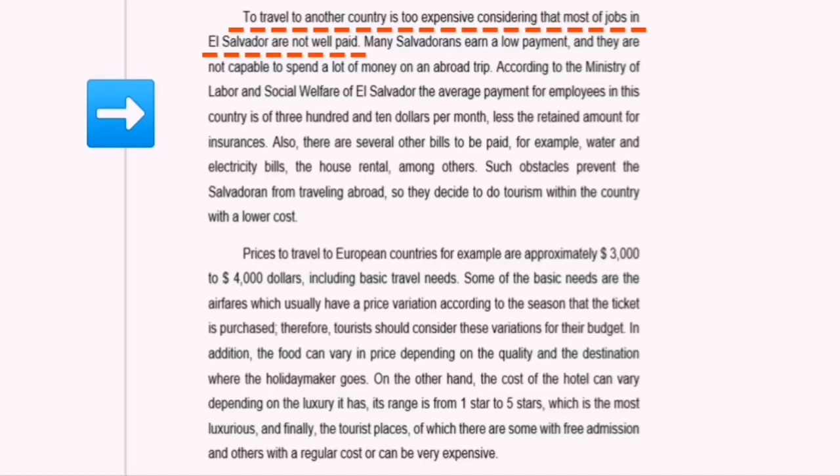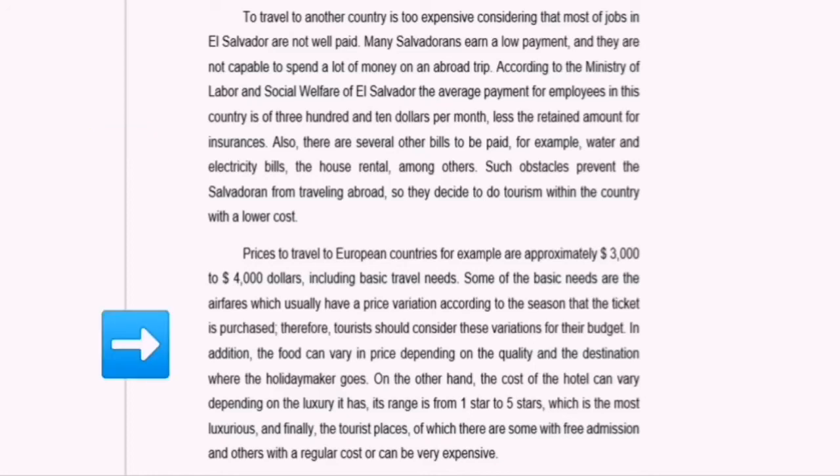Furthermore, we have the second paragraph with the first main sentence. To travel to another country is expensive, considering that most of jobs in El Salvador are not well paid. Writers develop it, adding more ideas to consolidate the main idea. Additionally, it gives way to the third paragraph with the second main sentence. Prices to travel to European countries, for example, are approximately $3,000 to $4,000, including basic travel needs. It has the same procedure as the previous one.